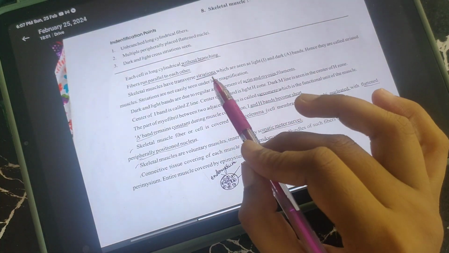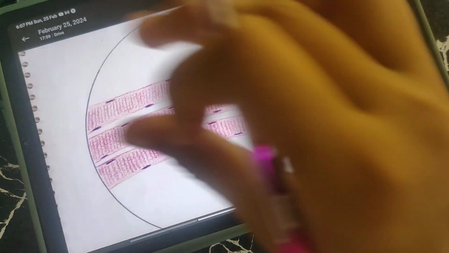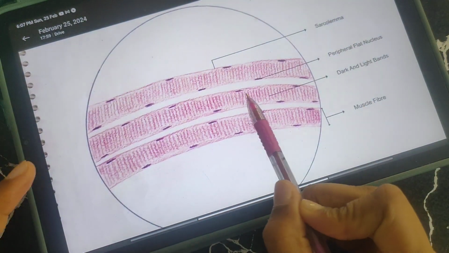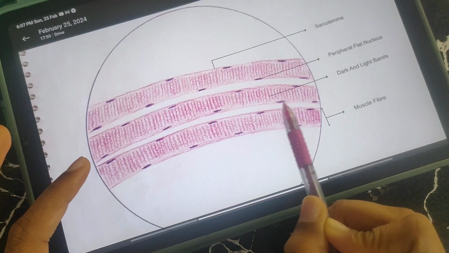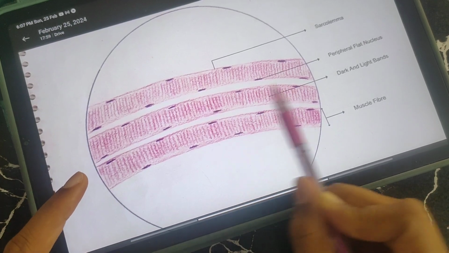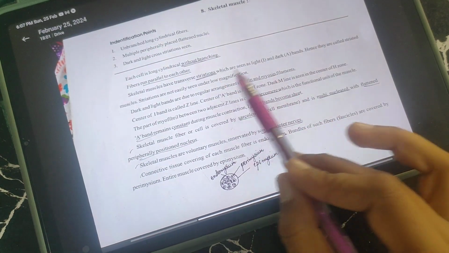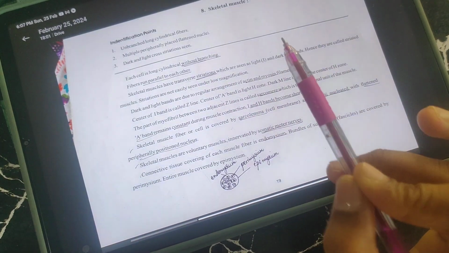And the skeletal muscles have transverse striations. You can see these are transverse. This is a longitudinal section. These striations are transverse to the longitudinal fiber, that means perpendicular to the longitudinal fiber. They have transverse striations, and this is the most important feature of skeletal muscle.